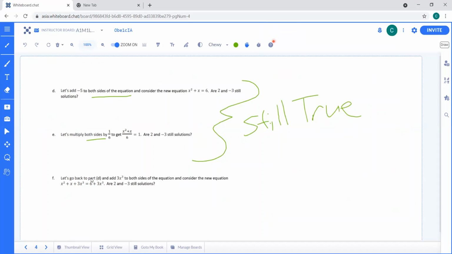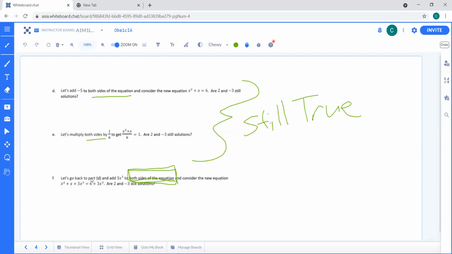What about F? F says, let's go back to part D and add 3x cubed to both sides. Once again, it does not matter because you have done it to both sides. Both 2 and -3 will still be the same. Those are true. That will make both sides still true. If it's done to both sides of the equation, it does not change the outcome.